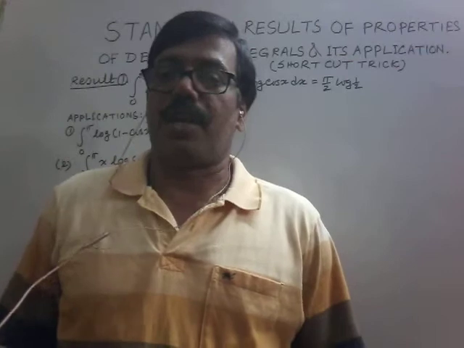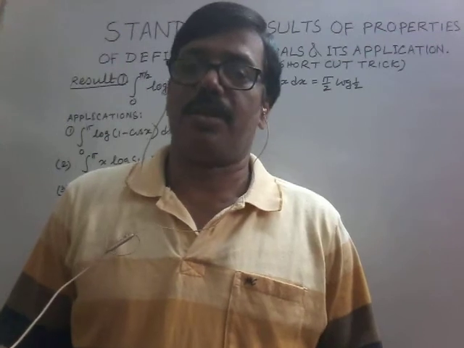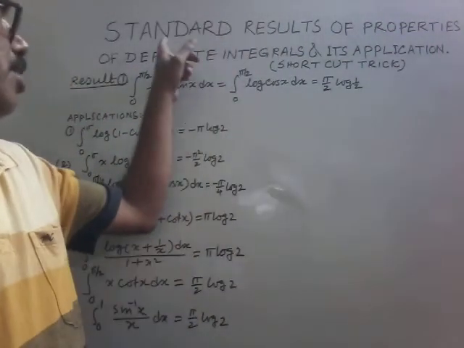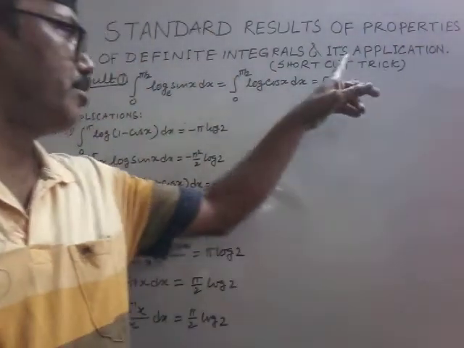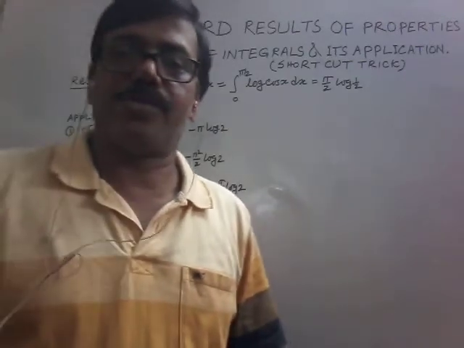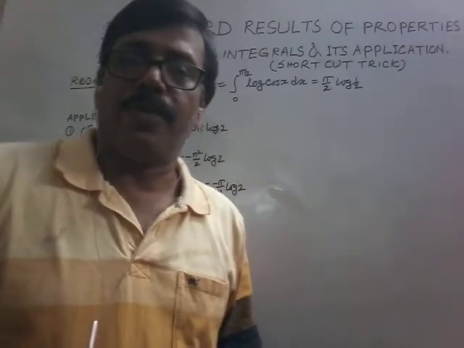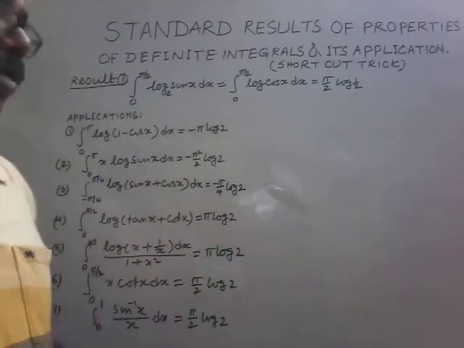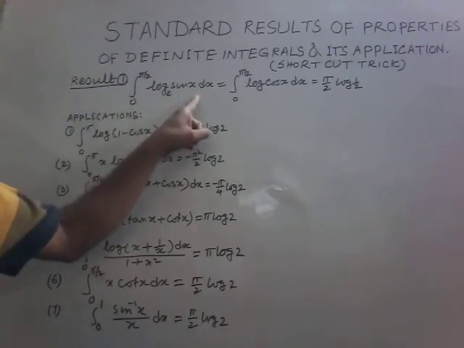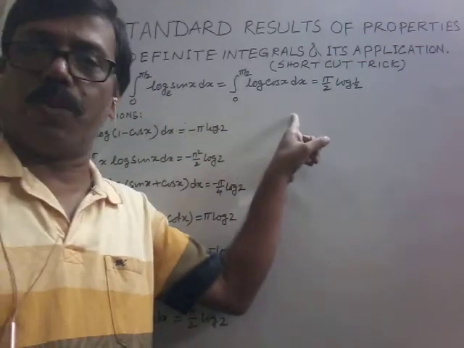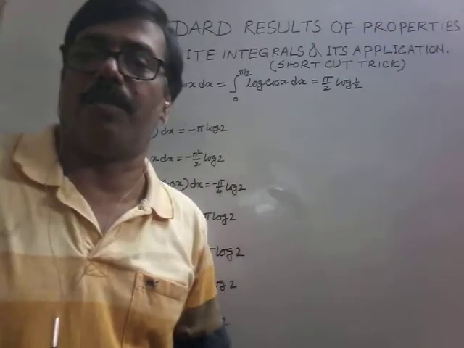Today I am going to discuss an important topic of definite integrations, that is standard results and properties of definite integration and its applications. Standard result of definite integrations: for example, the integral from 0 to pi by 2 of log sin x dx equals the integral from 0 to pi by 2 of log cos x dx. This result is pi by 2 log half.